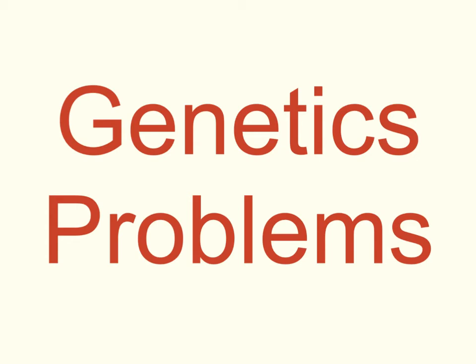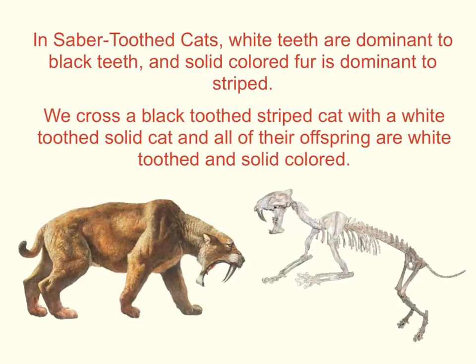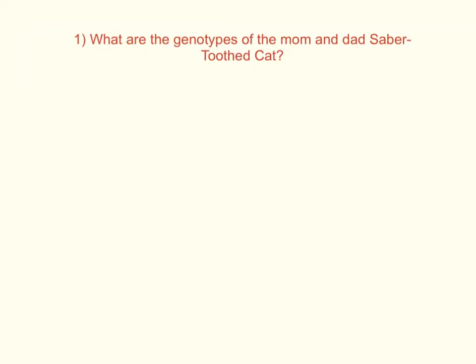So for this homework, you're going to be working on some slightly more difficult genetics problems. Let's start with this example. In saber-toothed cats, white teeth are dominant to black teeth, and solid-colored fur is dominant to stripes. We cross a black-toothed striped cat with a white-toothed solid cat, and all of their offspring are white-toothed and solid colors. So this leads us to a couple of questions that we're going to answer together.